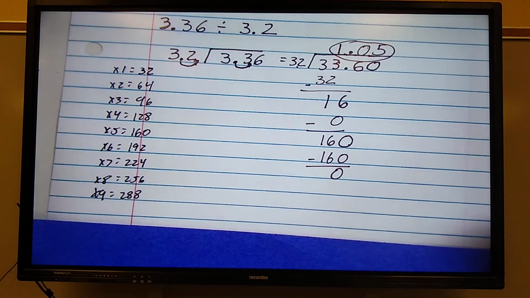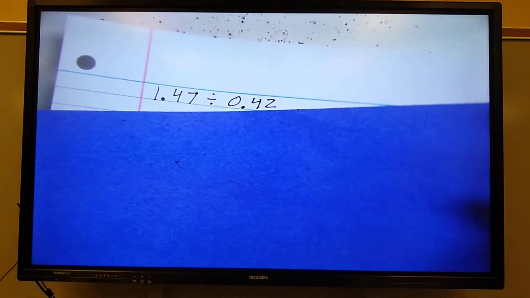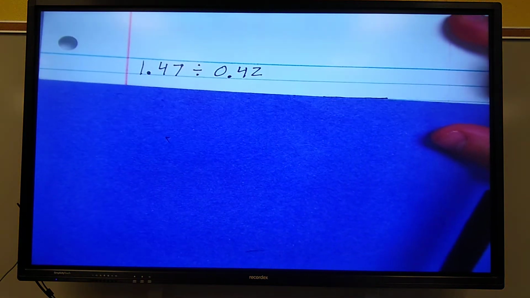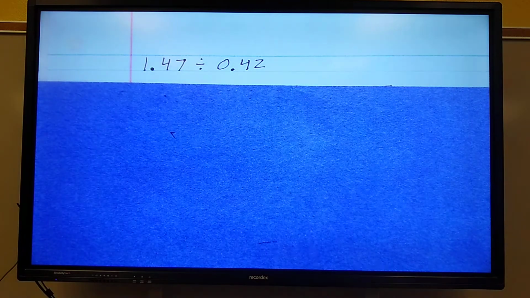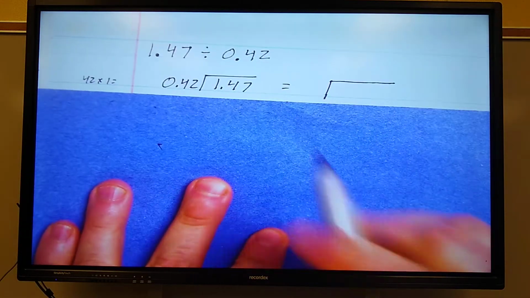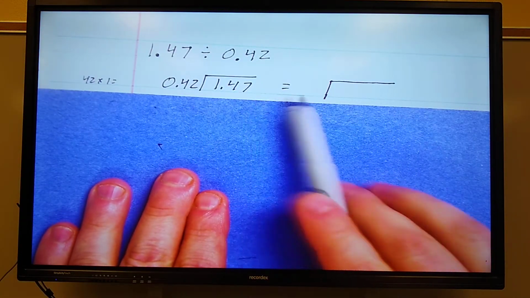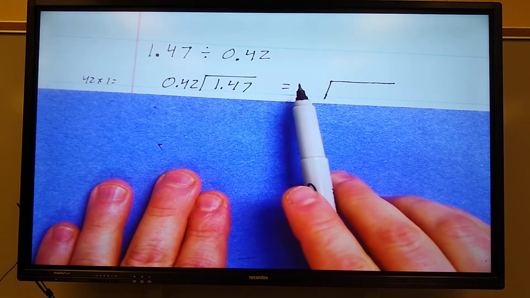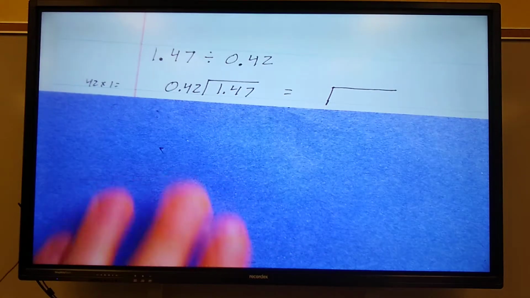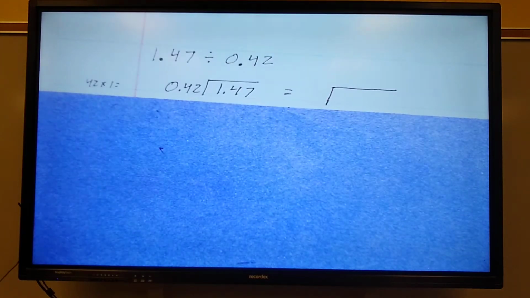Easy, easy, easy. Let's step it up a notch. All right, this time your problem is 1 and 47 hundredths divided by 42 hundredths. This is what it looks like as a division problem. Change it as you move the decimal. Give me my new divisor, my new dividend. Do that right now. Pause the video.